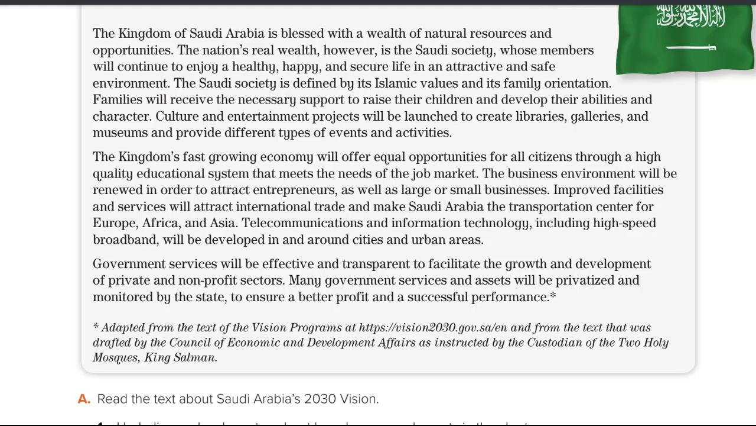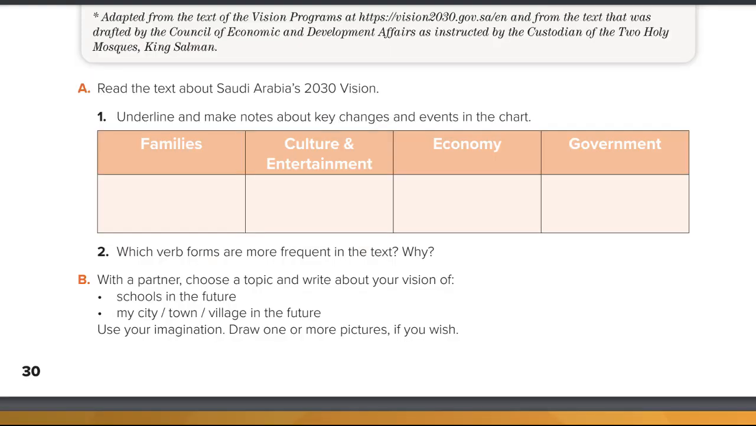Telecommunications and information technology, including high-speed broadband, will be developed in and around cities and urban areas. Government services will be effective and transparent to facilitate the growth and development of private and non-profit sectors. Many government services and assets will be privatized and monitored by the state to ensure a better profit and a successful performance.